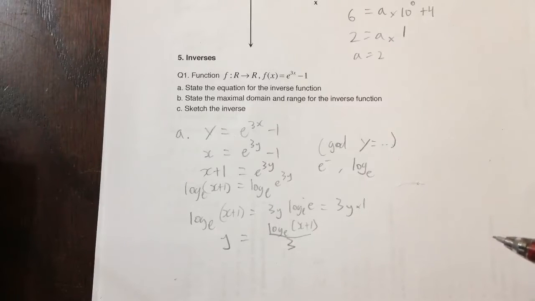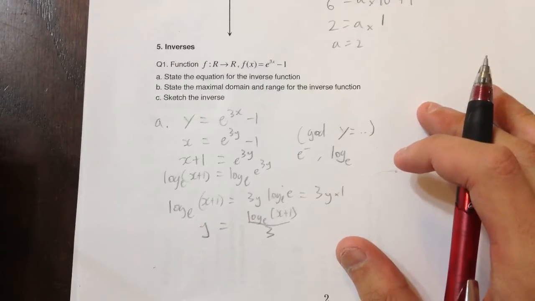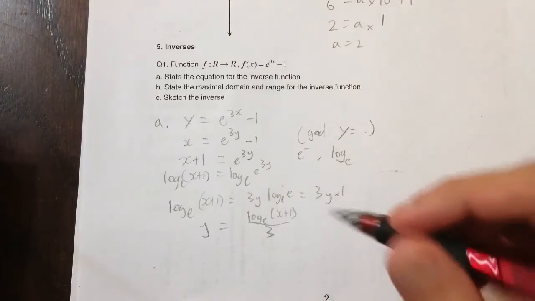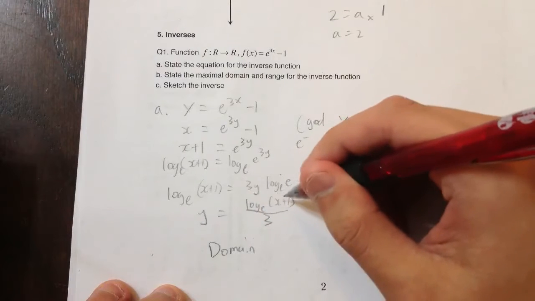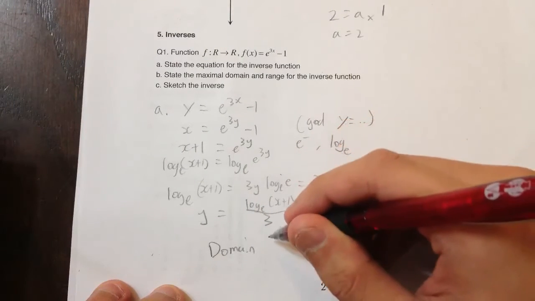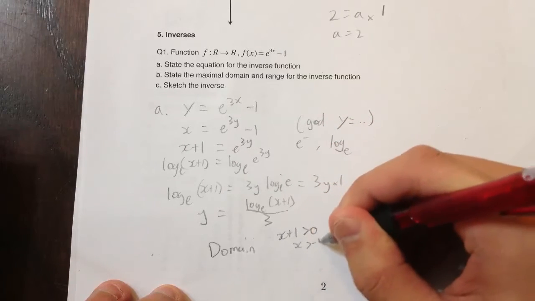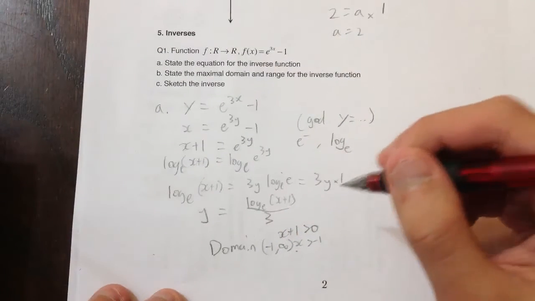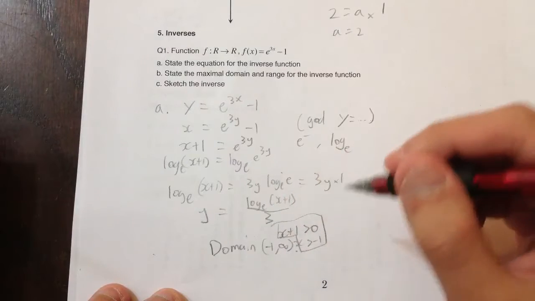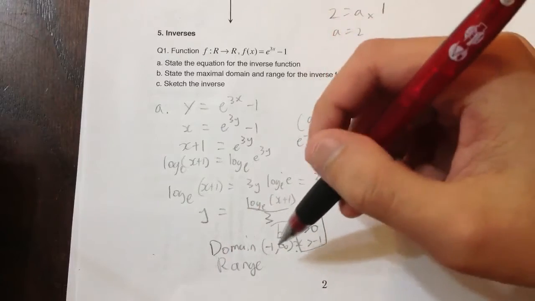Now let's take the domain and range for the inverse function, and then sketch it. Maybe we'll sketch it before I state the domain and range. Maybe not. Okay, let's go with domain. I know the inside of log has to be greater than 0. Therefore, x plus 1 is greater than 0. X is greater than minus 1. That's our domain: minus 1 to infinity, not including. Let's try and separate that for you, and I'll tidy everything up for the paper.